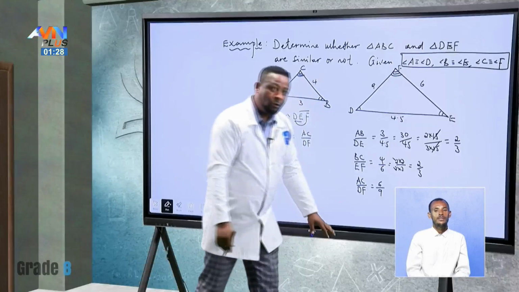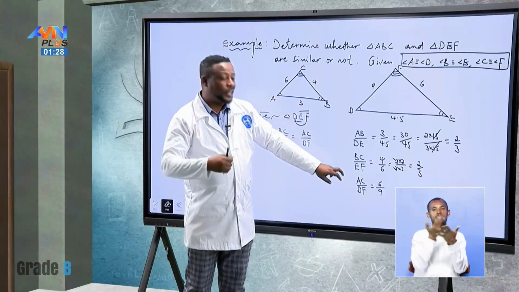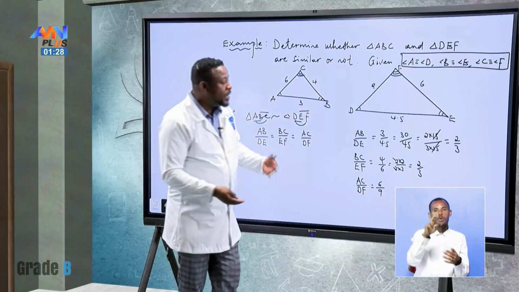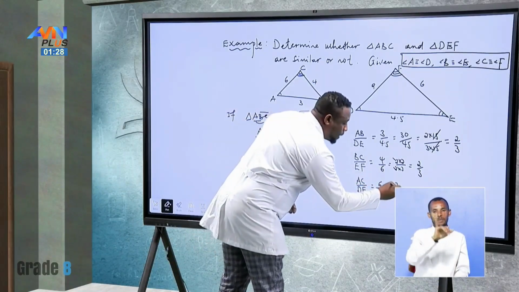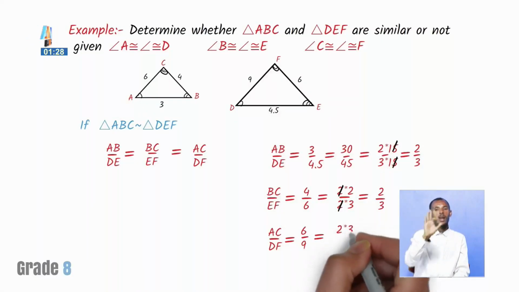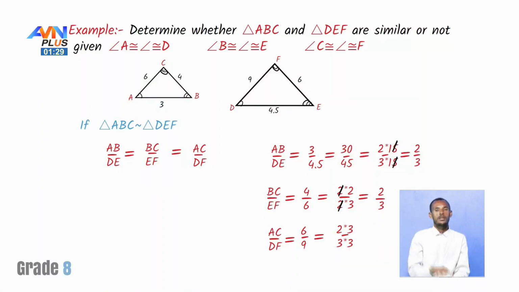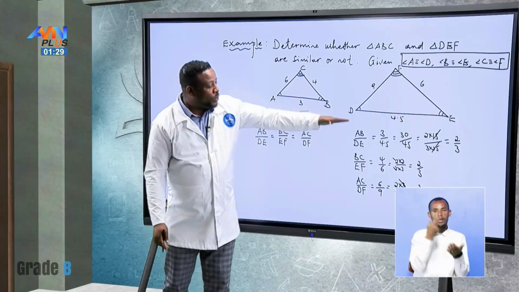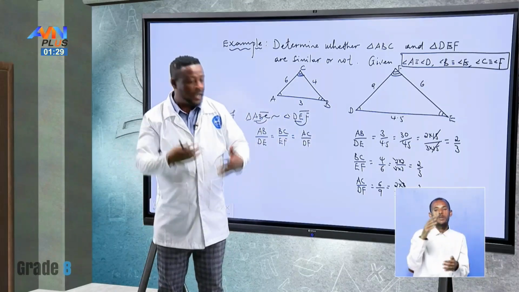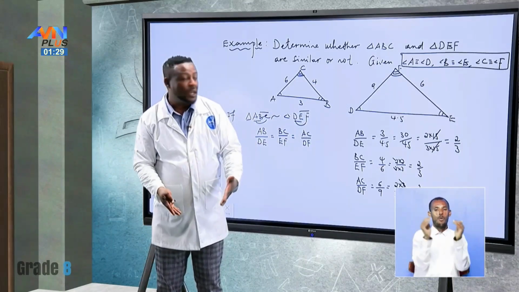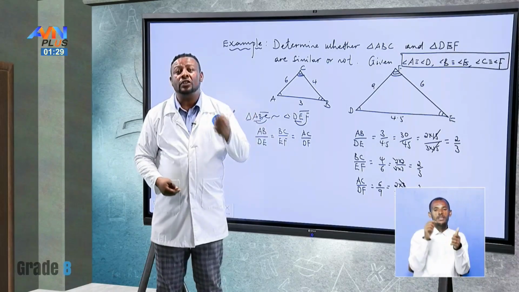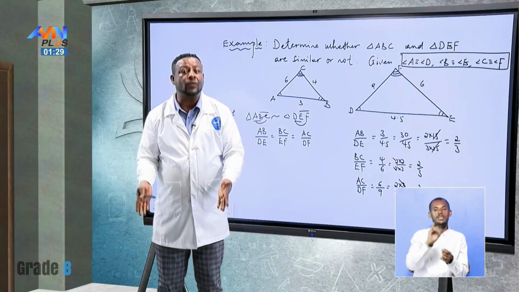Okay, now you need to write this thing in the simplest form so that we can see whether they are the same or not. So 6 is the same as 2 times 3, and 9 is the same as 3 times 3. So now this can be simplified to 2 over 3. Well, as you can see here, all the ratios of the corresponding sides are the same, which is 2 over 3. Okay, so the second condition for similarity is satisfied.